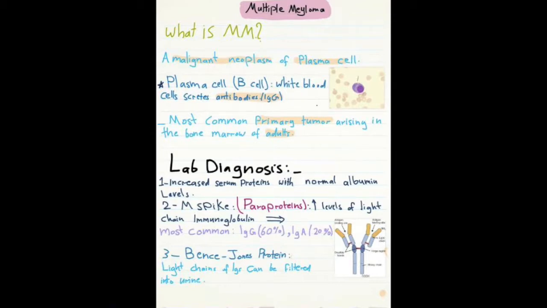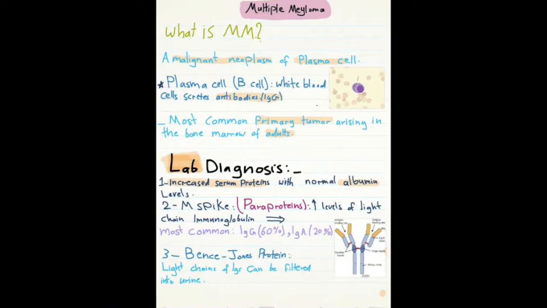So when we talk about multiple myeloma, how are we going to diagnose it? Simply, we are going to diagnose it first of all based on the lab diagnosis. What we are going to see through our lab results is an increased serum protein with normal albumin level. This is the first thing we are going to see in patients with multiple myeloma.